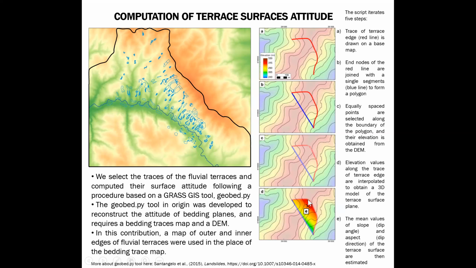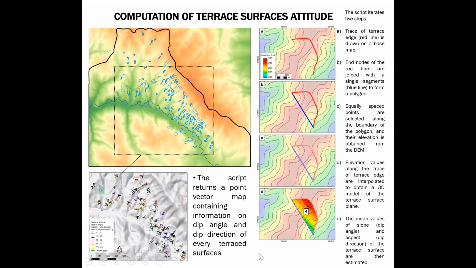Elevation values along the trace of terrace edges are interpolated to obtain a 3D model of the terrace surface plane. And finally, the mean values of slope, dip angle, and aspect, dip direction, of the terrace surface are estimated. More about GeoBedPy, the script can be found in this publication if you are interested. At the end, the script returns a point vector map containing information of dip angle and dip direction of every terraced surface.